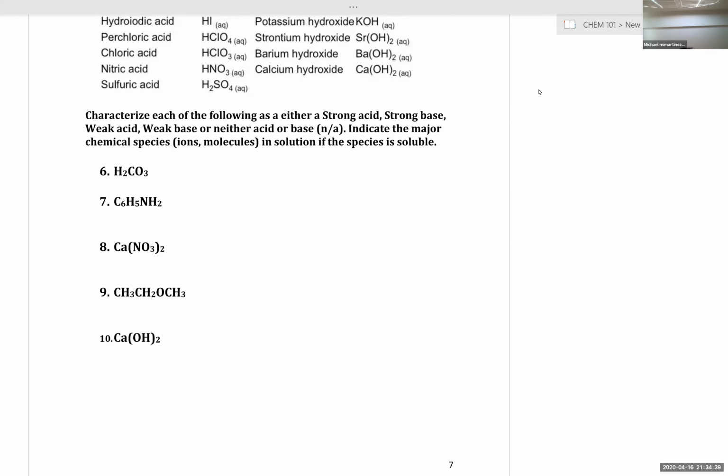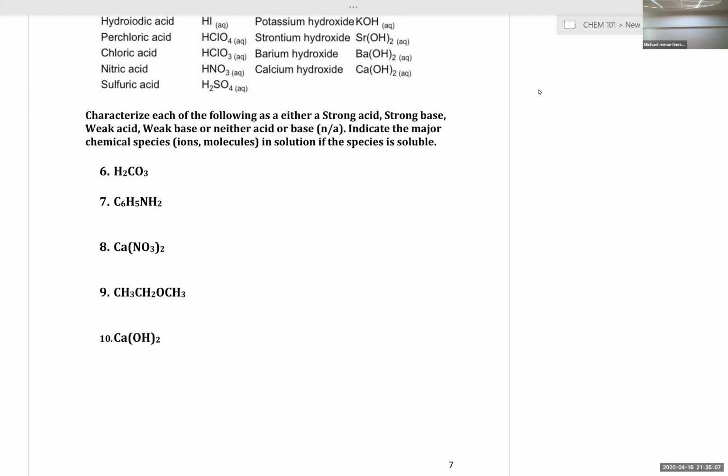Okay, so let's do some practice examples. I'd like you to take a moment and look at the following 5 compounds, and assign them as a strong acid, strong base, weak acid, weak base, or neither. During this time, please send me a message via chat with your proposed response for each question number, and I'll be checking the chat periodically.